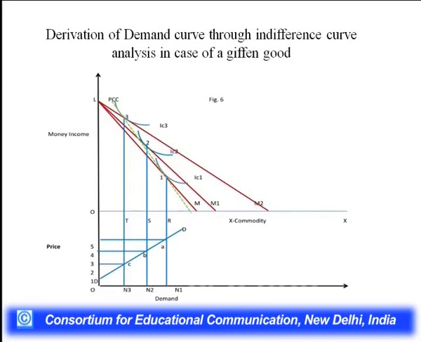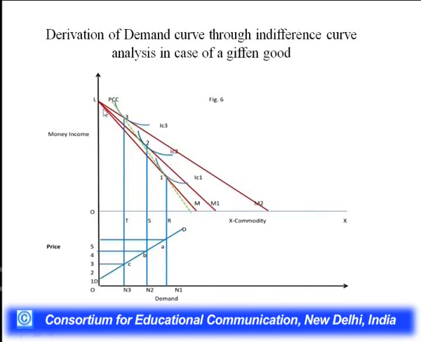Now we move on to the case of a giffen good. A giffen good is one in which as the price falls, demand also falls. And we will show how we can derive the demand curve. In the upper diagram, we have again taken money income on the y-axis and X commodity on the x-axis. In the lower diagram, price is shown on the y-axis and demand for the commodity is shown on the x-axis.